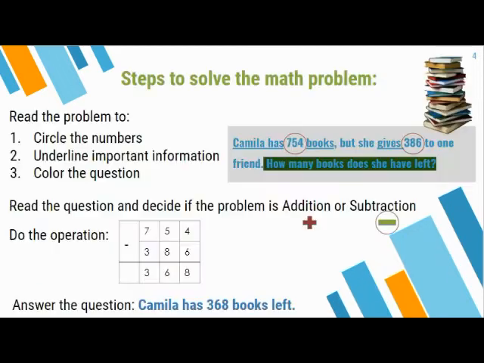So, let's take a quick look at how to solve a math situation. I think you remember this from a previous class. First, we need to read the problem, to circle the numbers, as you can see in this example. Next, you need to underline important information, color the question, read again to decide if the problem is addition or subtraction, write and solve the operation, and finally, write an answer.